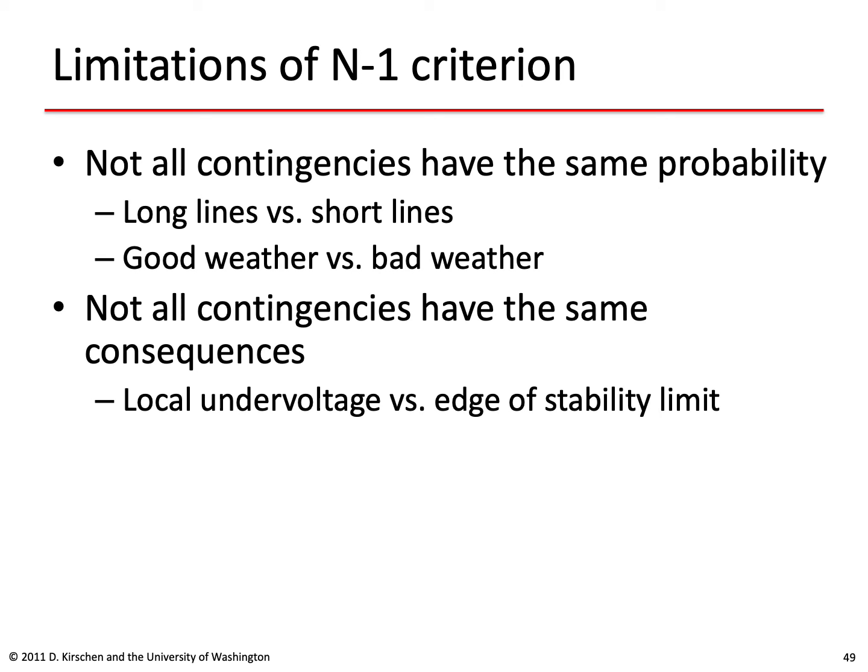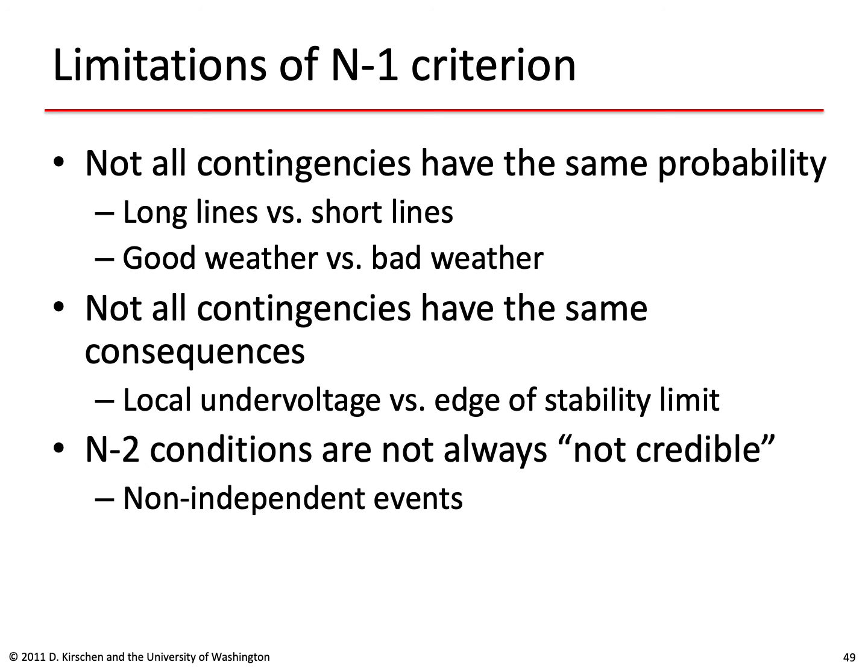Now, another aspect is that there are some N-2 conditions that we do not consider because it is assumed that losing two components of the system at the same time is not credible. Well, these N-2 conditions are not always not credible, because some of these outages are not statistically independent events. One N-1 contingency could actually trigger another one, and then you are in an N-2 condition which has not been taken into account by the security constraint optimal power flow.